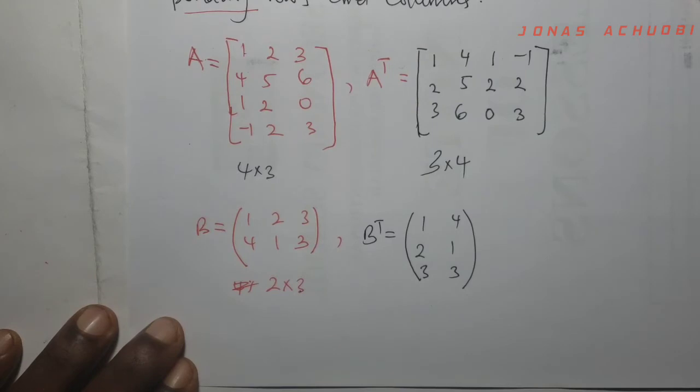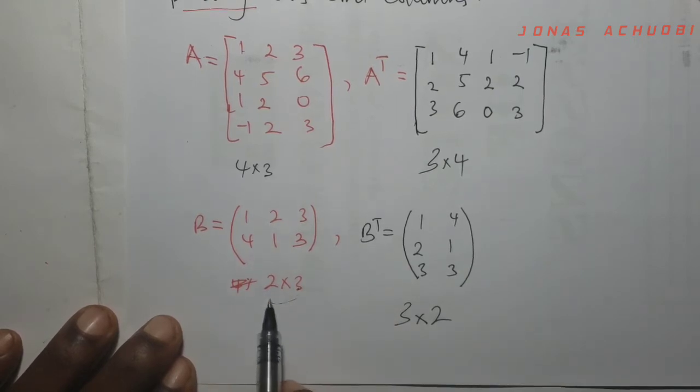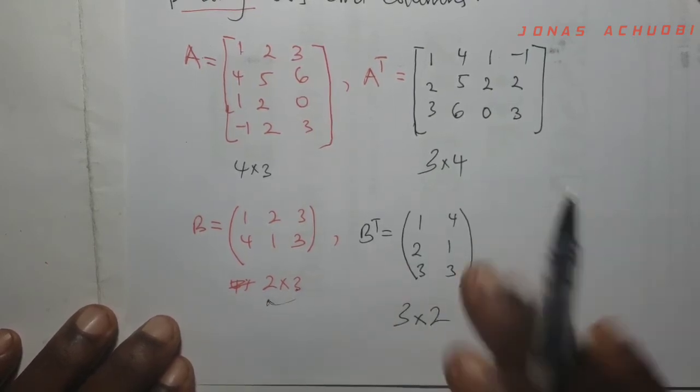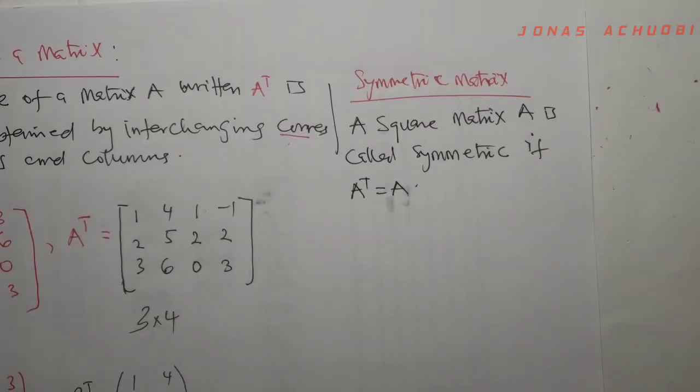So what's the dimension of the transpose? 1, 2, 3 rows, 3 by how many columns? 1, 2, 2 columns. So matrix B is a 2 by 3 matrix, and the transpose is a 3 by 2 matrix. Is that what we mean by the transpose of a matrix?